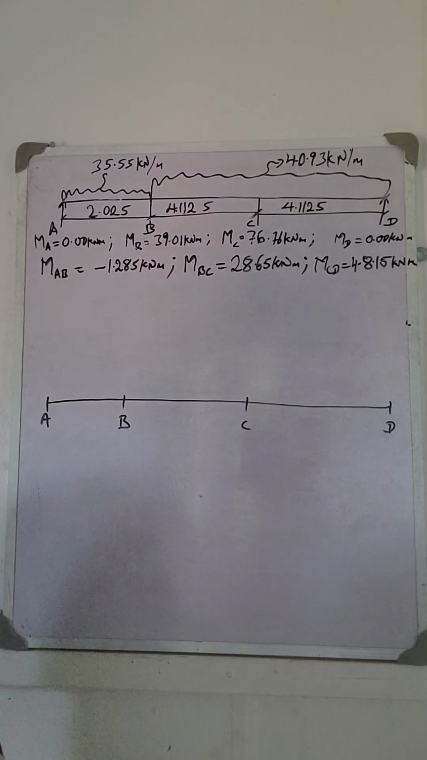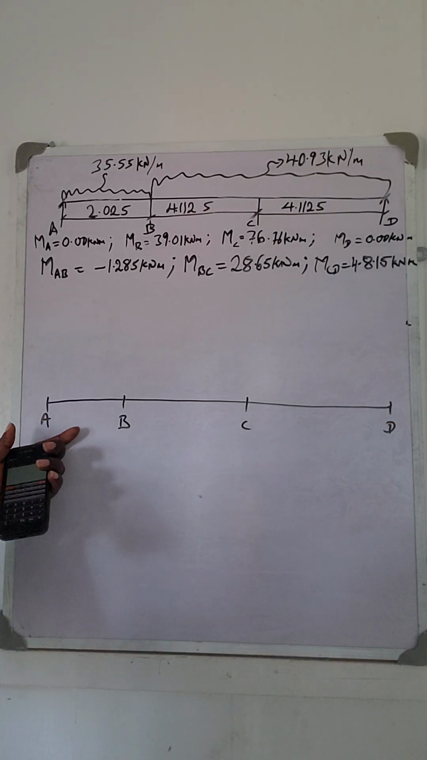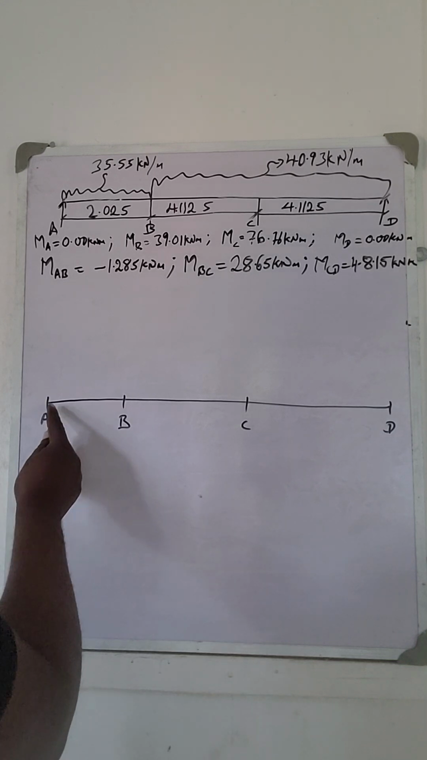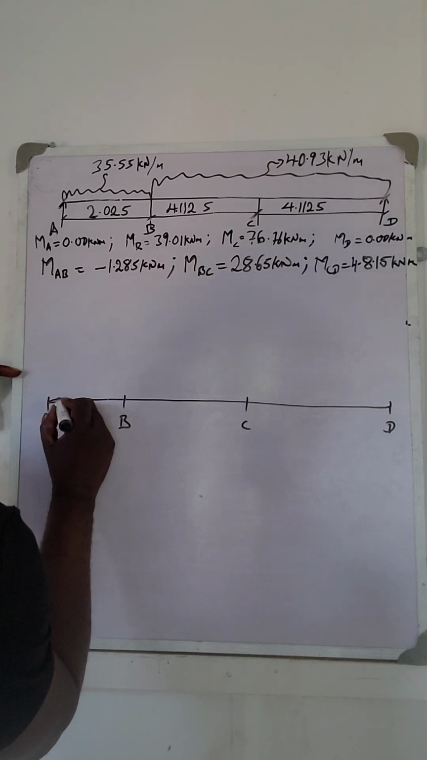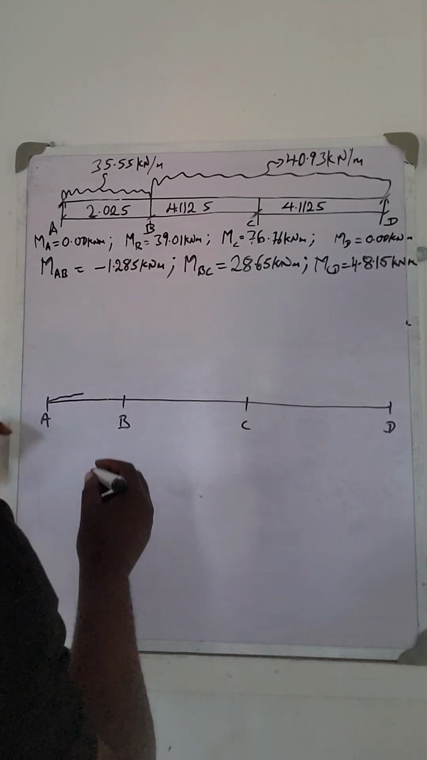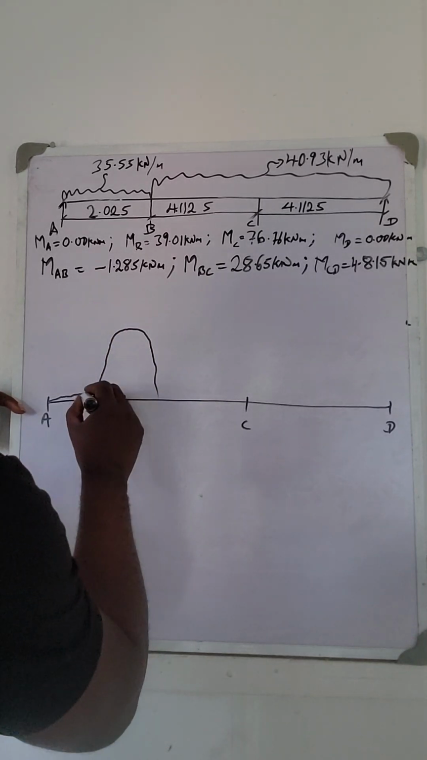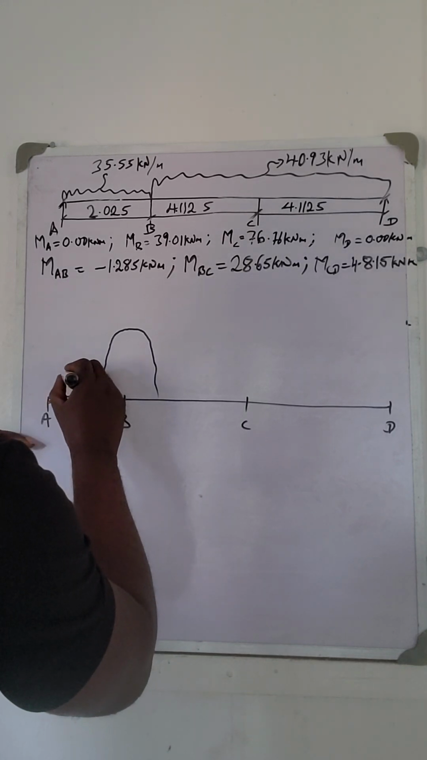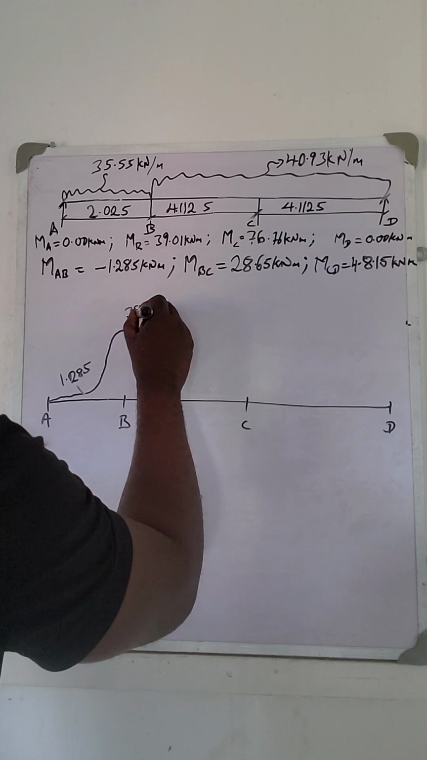Now we have that at support A and support D, the moment is always equal to 0. Between A and B, we have a negative sign. Instead of it being a sagging moment, it's now a hogging moment. So from here to here is hogging. Now, support B is 39 point. It goes like this. I can take this one to be minus, let's say, 1.285. Here we have 39.01.